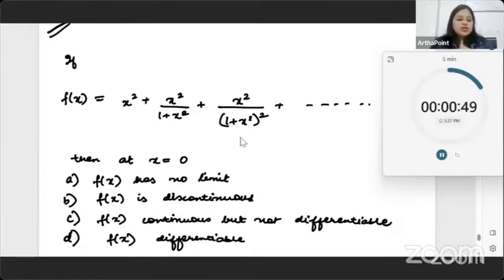Okay, beta, try to answer this question. So just post your answers. You're given a function and you have to evaluate it at x equal to 0. This is x squared upon (1 plus x squared) whole squared, okay?